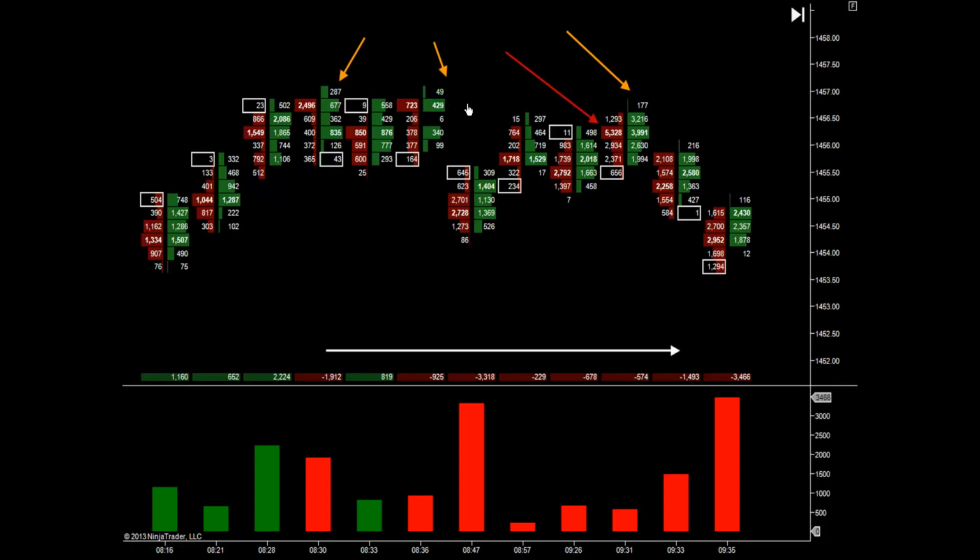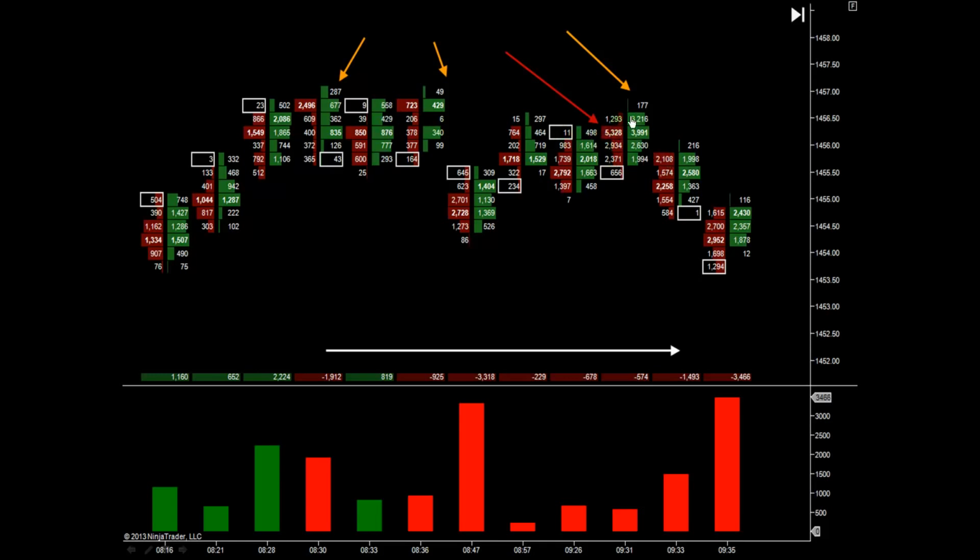Now, if we look at the red arrows, we can see that we pushed up to 1 tick below the high and printed 177 contracts. Again, no buyers there. Now, I can't say what happened first, but I'm going to take a guess and say that this red arrow, this 5,328 contracts trying to eat the floor, was an attempt to hold the market up, which failed.